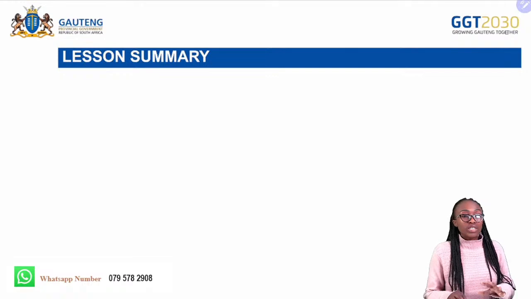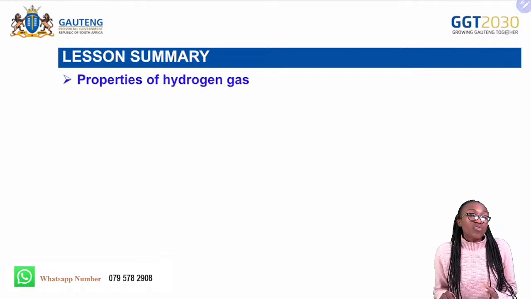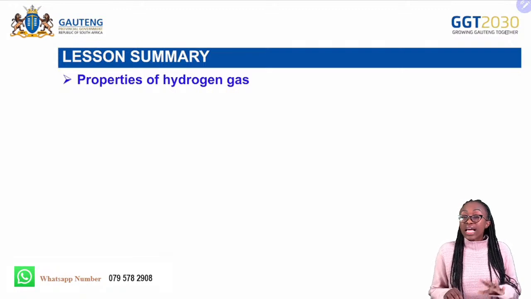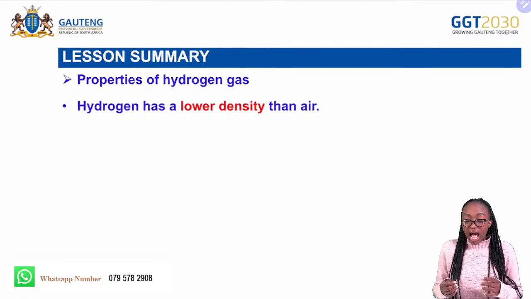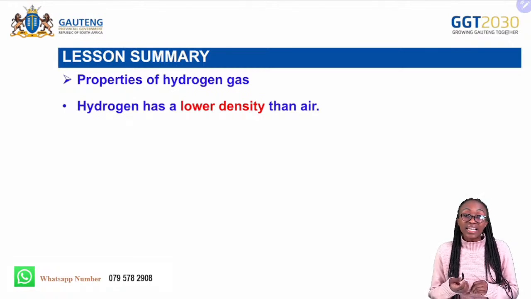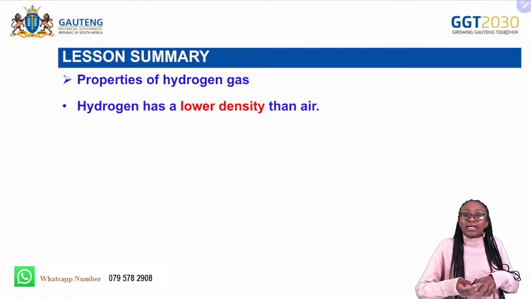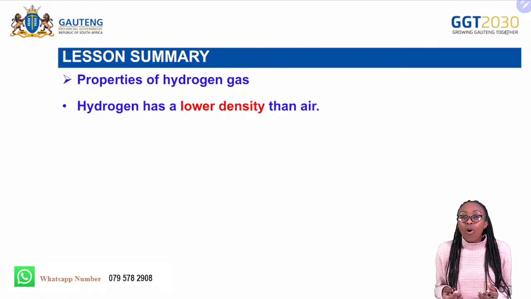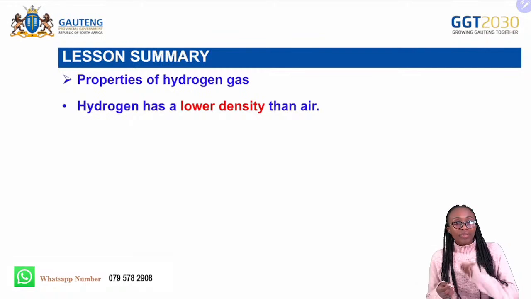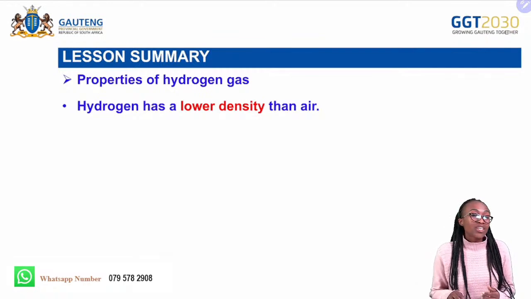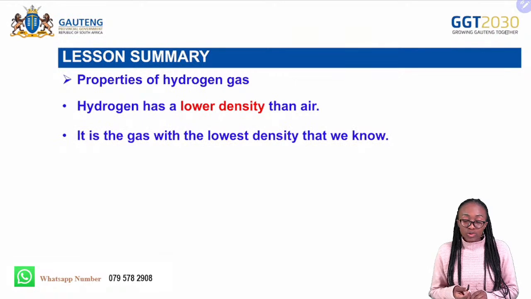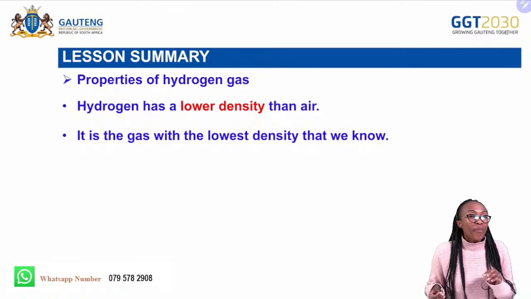Now let's move on to the next slide. Now, properties of hydrogen gas. We learned about a number of properties of hydrogen gas in today's lesson. Hydrogen gas has a lower density than air, so naturally hydrogen gas will float above the air, or a balloon of hydrogen gas will actually rise up to the top. Hydrogen gas has a lower density. If you remember, it's 0.0899 grams per cubic centimeter. We also know that it is the gas that has the lowest density that we currently know. Since you're upcoming scientists, maybe you will discover more gases, okay, more elements of gases.